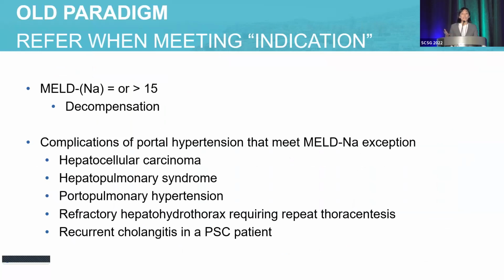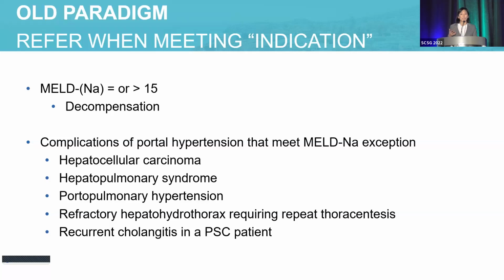So the older paradigm, and I did training about 12 years ago now, the mantra was, hey, someone has a MELD of 15, they may have some decompensation, refer the patient at that time for transplantation. If a patient presents with some complications of portal hypertension that would meet the MELD exception criteria, absolutely refer them to transplantation.